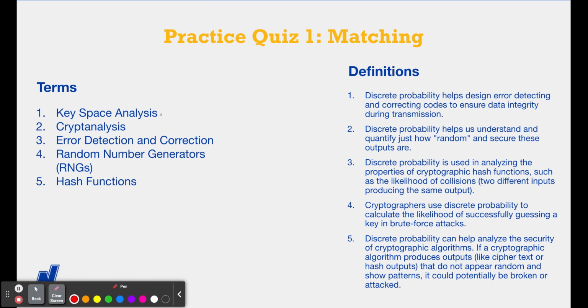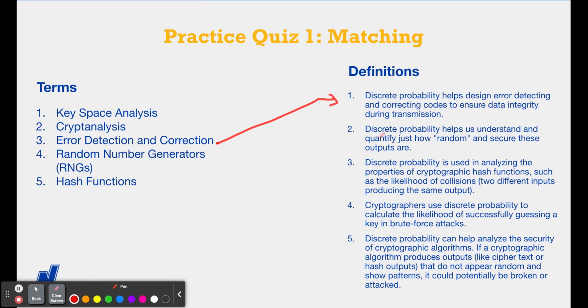So when we look at key terminologies, what is a key space analysis? Is it this first one here? Is it that discrete probability helps to design error detection and correcting code to ensure data integrity? Not really, since that sounds like our error detection and correction. So move that over here. That's a one-to-one match. Perfect.